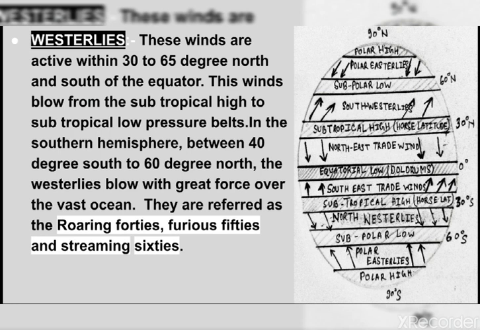Another thing is that in the southern hemisphere between 40 to 60 degrees south, the westerlies blow with great force over the vast ocean, because in the southern hemisphere, as we learned earlier, there is less presence of land, so wind speed is extremely high, and that is why they have these names that we already learned: roaring 40s, furious 50s, and screaming 60s.